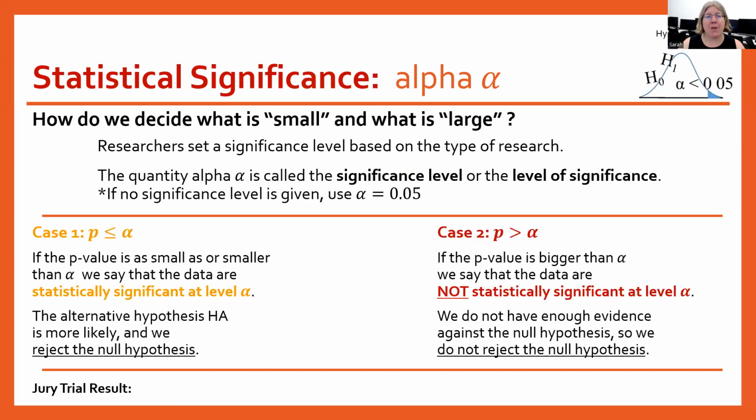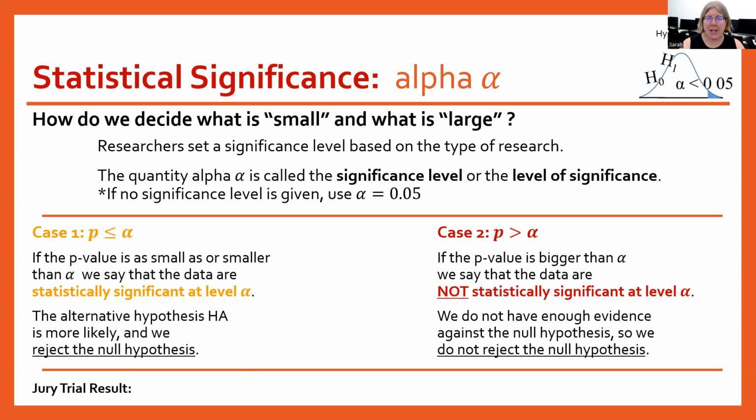On the flip side, a p-value of 23% is a lot bigger than an alpha or significance level of 5%. If the p-value is bigger than alpha, we say that the data are not statistically significant. In other words, we think it's maybe just natural variation. We don't have enough evidence against the null hypothesis, so our conclusion is that we do not reject the null hypothesis. There are only two conclusions that you can get out of this: either reject or do not reject. You can't accept the null hypothesis. That isn't a thing that we do in stats.